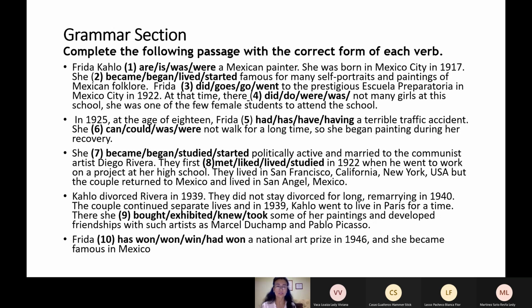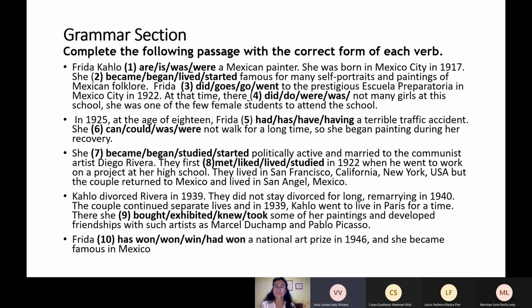They first met, lived, or studied in 1922. What do you think? Teacher, excuse me. Lo que pasa es que la mitad de la pantalla no la alcanzo a ver, entonces no sé cuáles son los verbos que están hacia allá. Pero creo que está hablando de vivir, que el live es lo que le entendí al teacher. Venimos hablando de Diego Rivera. They first met, lived, or studied in 1922.